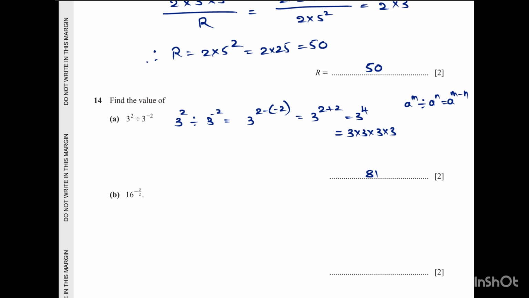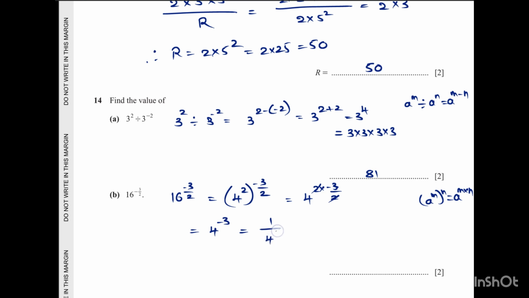16 raised to minus 3 by 2 can be written as 4 square raised to minus 3 by 2. Using the rule a raised to m whole raised to n is equal to a raised to m into n, this will be 4 raised to 2 into minus 3 by 2. 2 gets cancelled. Your answer will be 4 raised to minus 3. Then value means you have to find the value. So 1 by 4 raised to 3, that will be 1 by 4 into 4 into 4, 1 by 64. The value is 1 by 64.